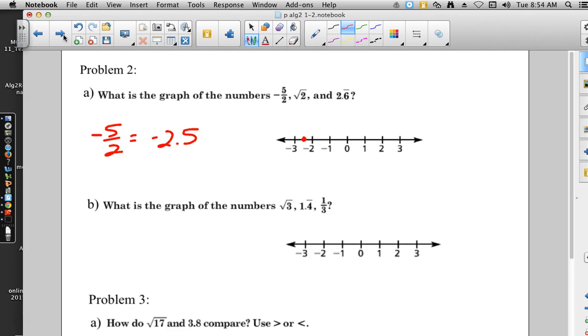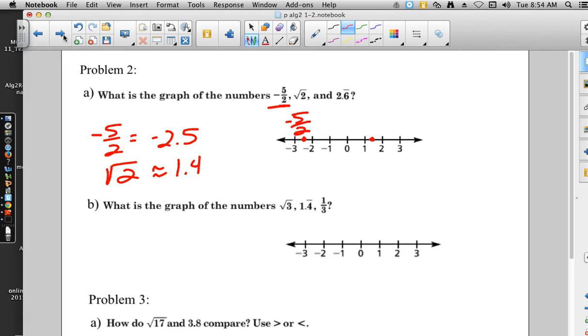But what we don't do is label that -2.5. We label it what they wanted us to graph. So up above, we'll put our -5/2. The square root of 2. Again, we're going to use a calculator to figure out where to approximate that. And in fact, instead of doing equals bars, I'll put the little squiggly equals, which means approximates. So it's about 1.4. We need to go between the 1 and the 2, but we need to go a little bit closer to the 1, so not quite halfway.